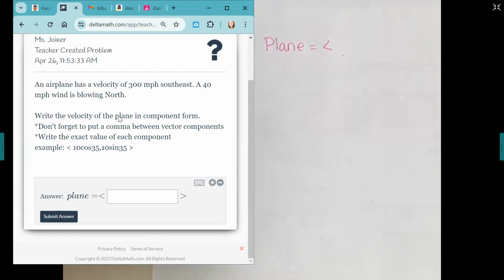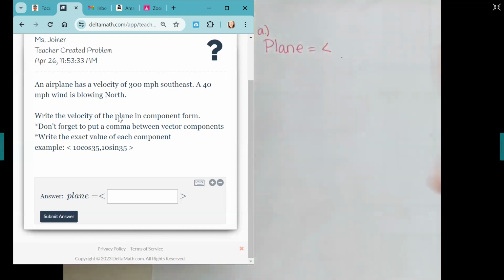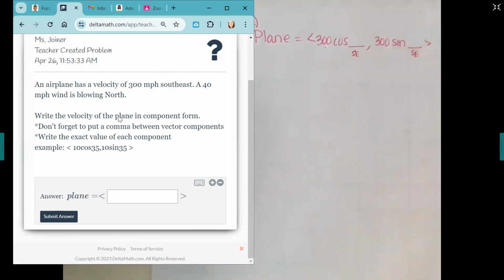Okay, and I would recommend, guys, if you could, let's write this question down as we go through it so that after lunch you don't forget and then you don't remember how to do it. Okay, so for part A, how fast is the plane going? One more time. So it's 300 cosine something, 300 sine something. Okay. Then from there, I need to find my direction and it tells me that it's blowing which way? Read the plane. Southeast, so I'm gonna put that here.